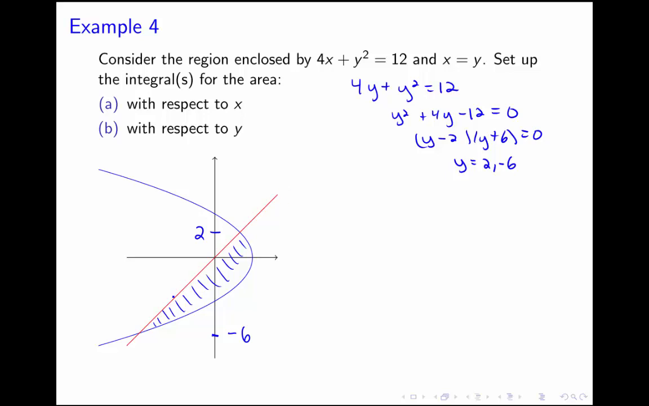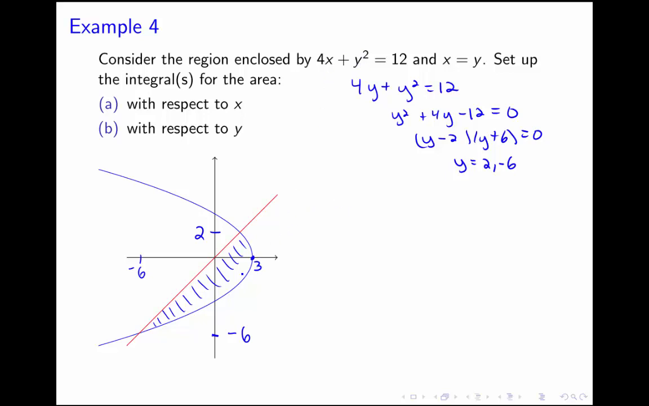Since this is the curve y equals x, this point here would be x equals negative 6, so I just want to know what this point is to get the farthest x value of my region. I notice that this blue curve here is my parabola. This looks like the vertex is occurring where the y coordinate is 0. So if I plug in y equals 0 into this, then x would be 3.